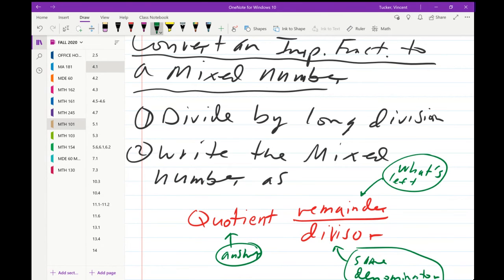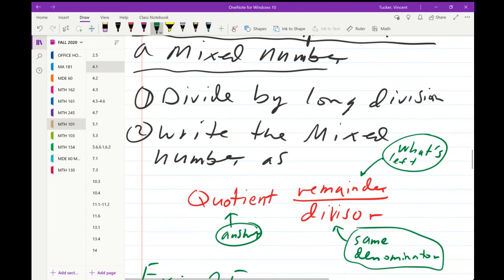So when you talk about the quotient, it is your answer part. And you'll see in a second when we go through the process. Your remainder is what's left. We're not converting to decimals, so your remainder will be what's left at the end of your division process, and then your divisor is the denominator that you had initially. We keep that same denominator.